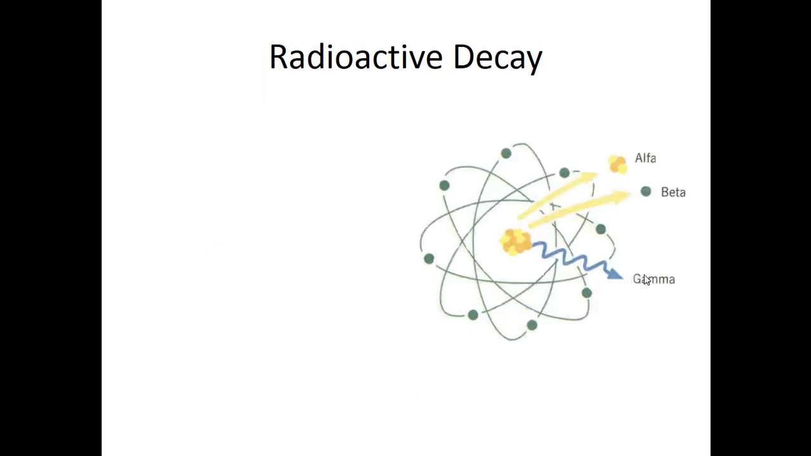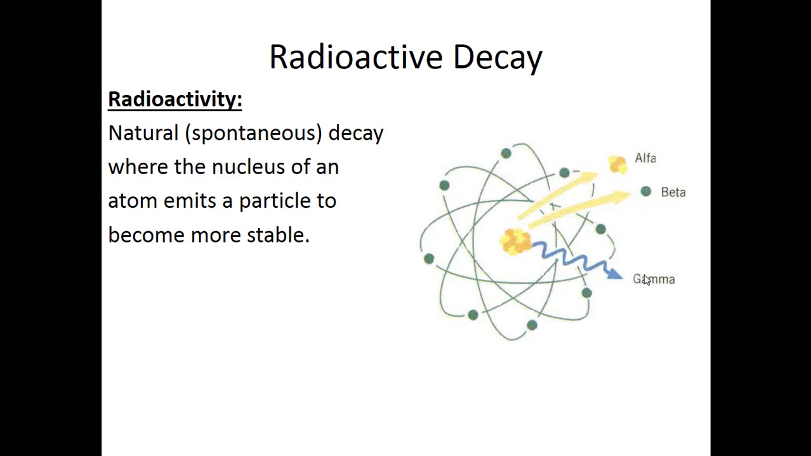So radioactive decay is based off of radioactivity. Radioactivity is a natural or spontaneous decay where the nucleus of an atom emits a particle to become more stable. As you can see in the diagram off to the right-hand side here, an alpha particle, a beta particle, or even gamma radiation is produced based off of this natural or spontaneous decay.